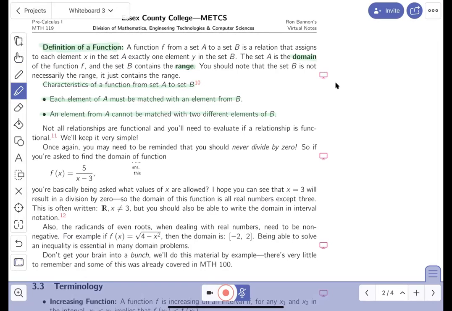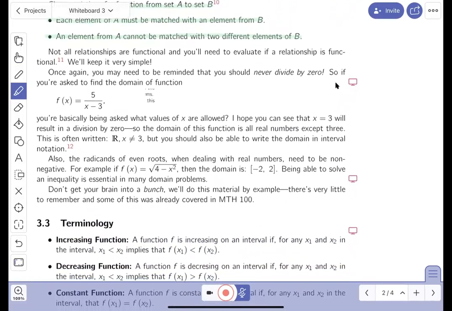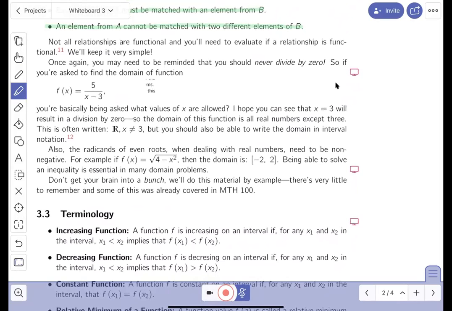So it says an element of A cannot be matched with two different elements from B. You might be rightfully confused at this point. So, I'm going to keep reading it. And Rich says not all relationships are functional. And that's true. Not all relationships are functional. There's plenty of relationships that are not functional. We'll keep it simple, though. So it says, why do you keep it simple? We want things to be really simple. We're not trying to complicate the picture for you.